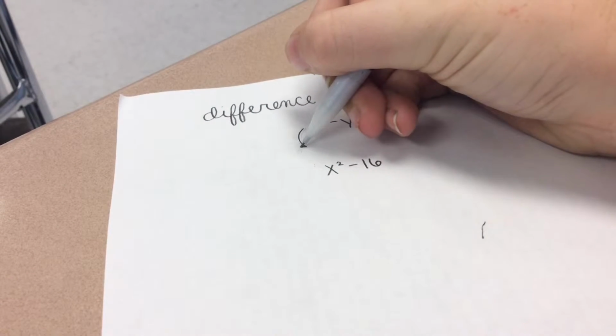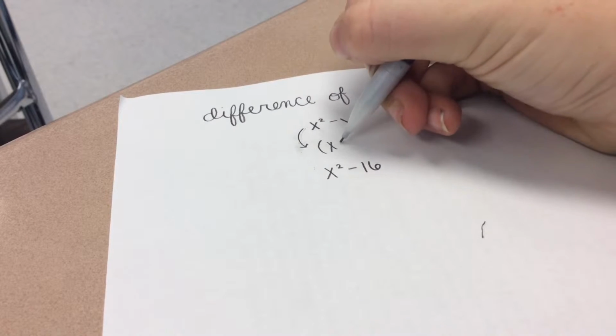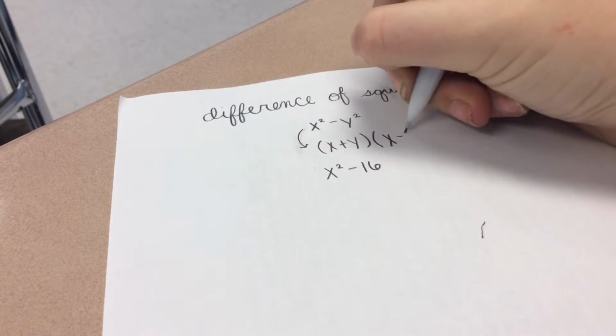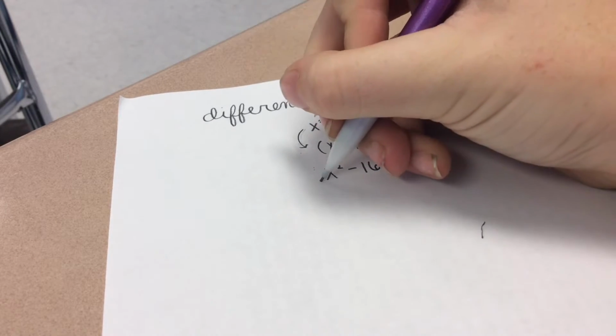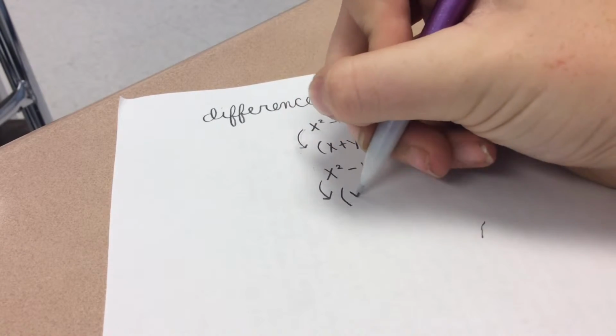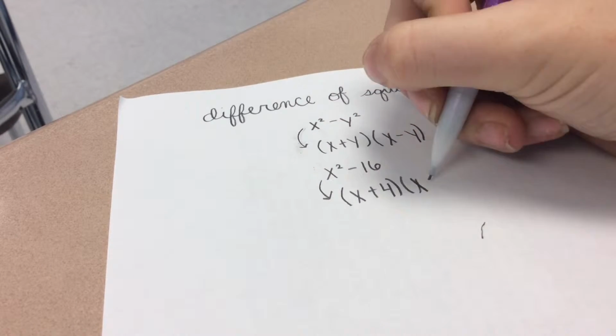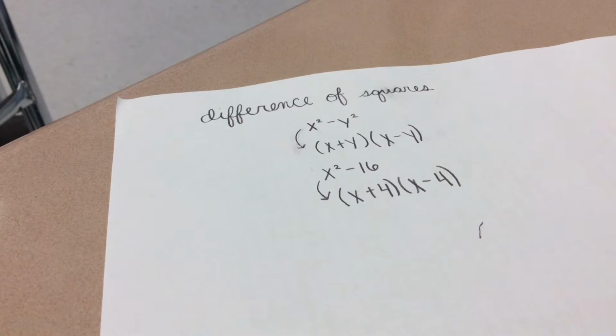To solve the difference of squares, you take the square root of each term in the original equation. In one set of parentheses, you take the sum of those two terms, and then in the other set, you take the difference. In this case, the square root of x squared is x, and the square root of 16 is 4, so you're left with x plus 4 times x minus 4.